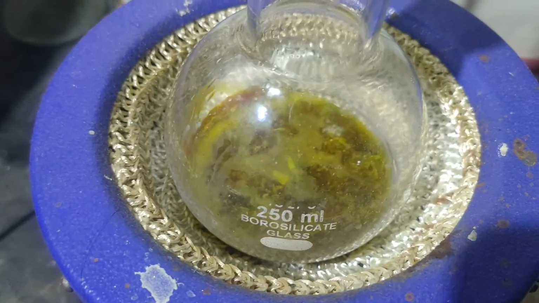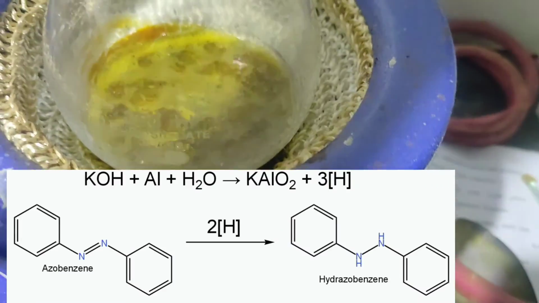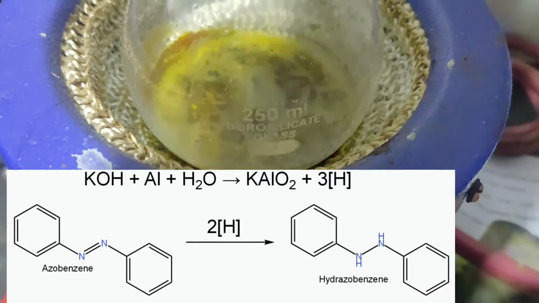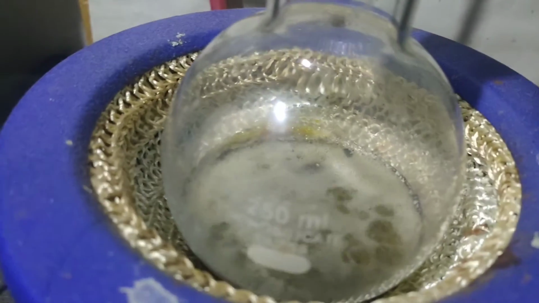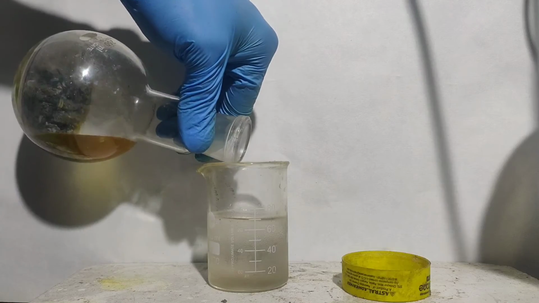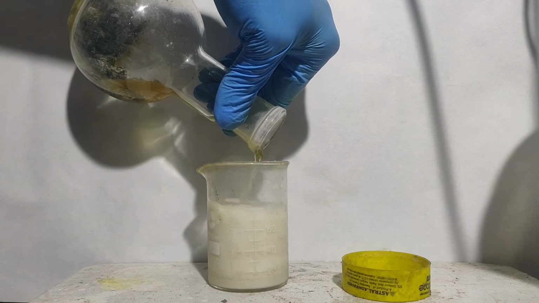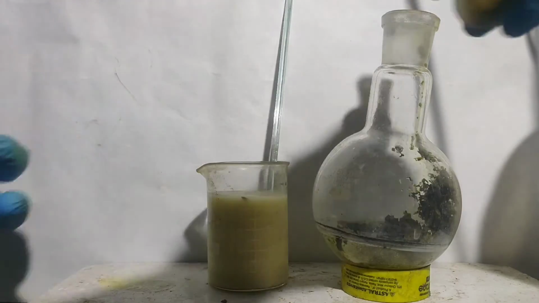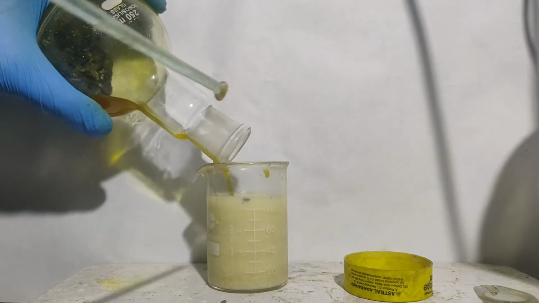So I added 1 ml of water from the top of the condenser, and after 15 minutes the yellow color of the reaction mixture faded completely. The hot reaction mixture was poured into ice cold water containing a small amount of sodium bisulfite. White precipitate of hydrazobenzene was formed. The residue in the flask was washed with methanol and transferred into the beaker.